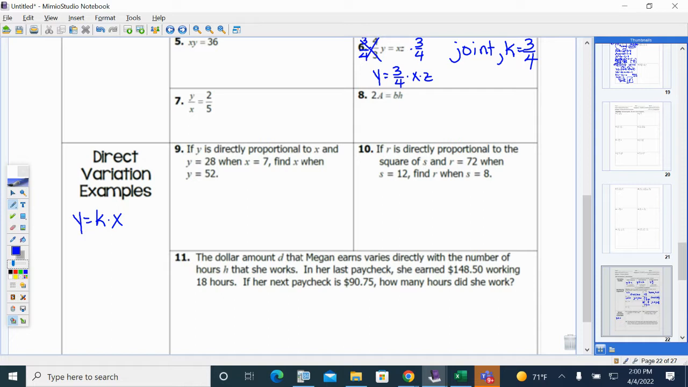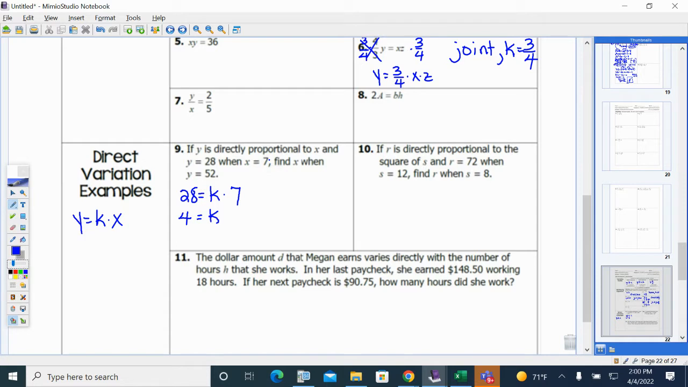One way is to find k. So take that first part. If y is directly proportional to x and y equals 28 when x equals 7, I'm looking for the value of k. So divide both sides by 7 and we get k is equal to 4. So I'm going to use that when I go to this next section of the problem.